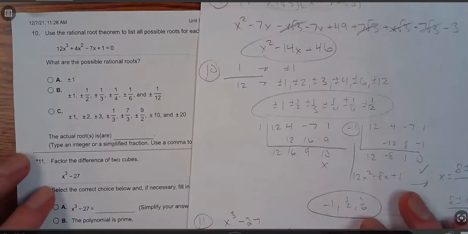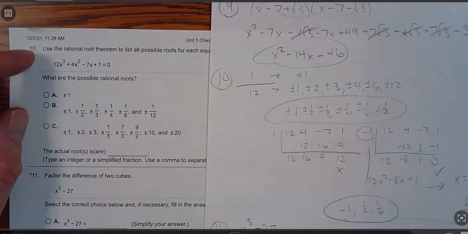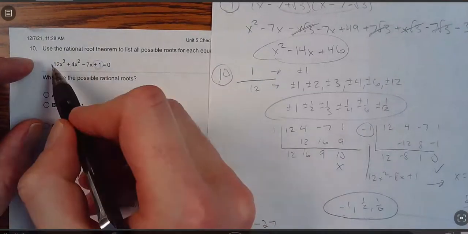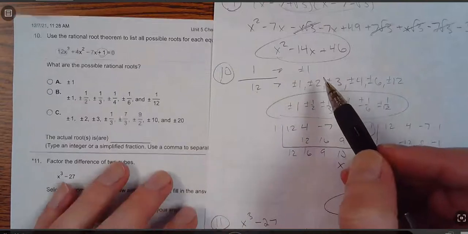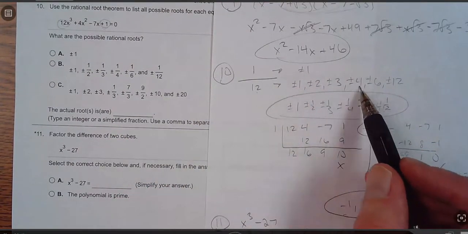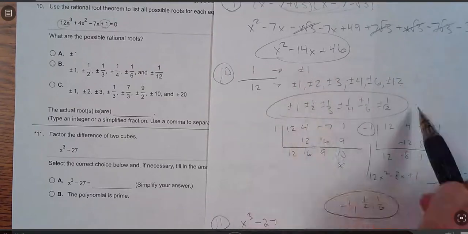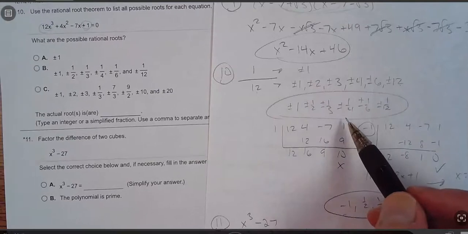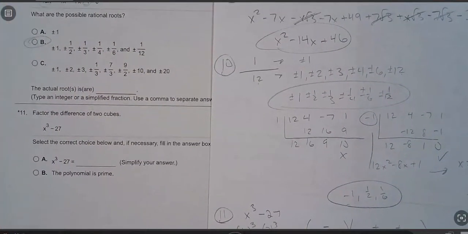Number 10, use the rational root theorem. So it's all the factors of 1 over all the factors of 12. Well, all the factors of 1 is plus or minus 1, and this would be 1, 2, 3, 4, 6, and 12. Put 1 over all of them, you get these fractions. So that's your list of possible rational roots. That's B. And then what are the actual roots?